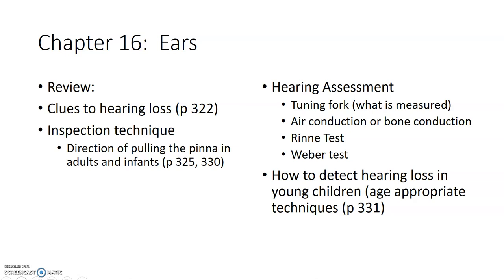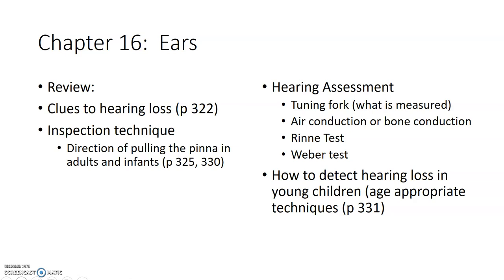Also, on page 325, you will find the directions for visualizing the tympanic membrane: for an adult, pull up and back on the pinna of the ear; for an infant or child under 3 years old, pull down. On page 323, review the difference in air and bone conduction and the appropriate test for each type of conduction. The tuning fork test on page 343 can be a little confusing, but in the Weber test, the tuning fork is held on top of the head and the sound is conducted equally to both ears in a normal test.